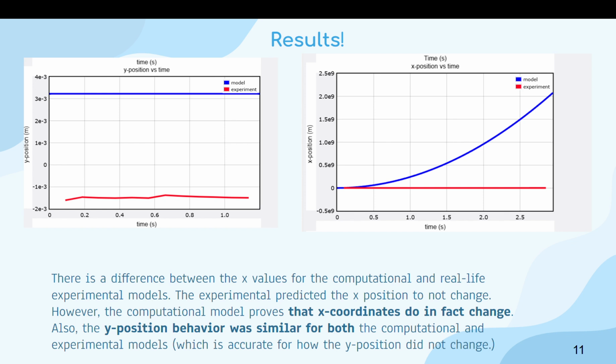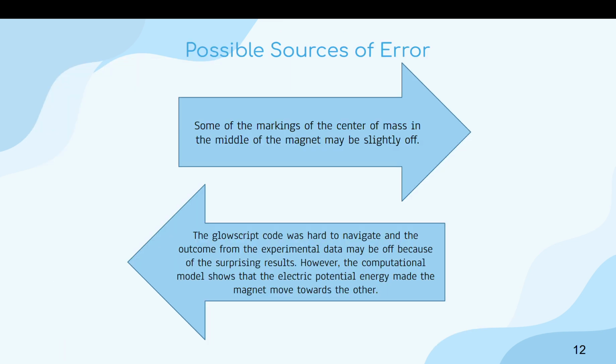So overall, some results. The experimental model predicted the X position to not change, which was strange, but however, the computational model proves that the X coordinates do in fact change because they're moving towards each other, so there is movement. Also, the Y position behavior was similar for both the computational and experimental models in the fact that Y doesn't change, which is accurate for this.